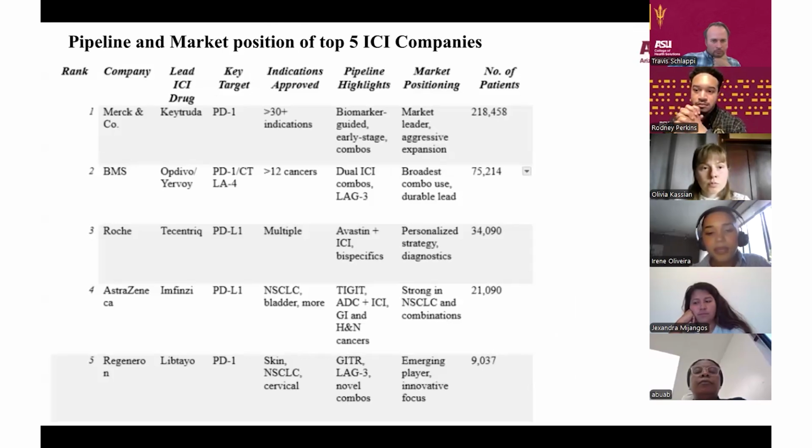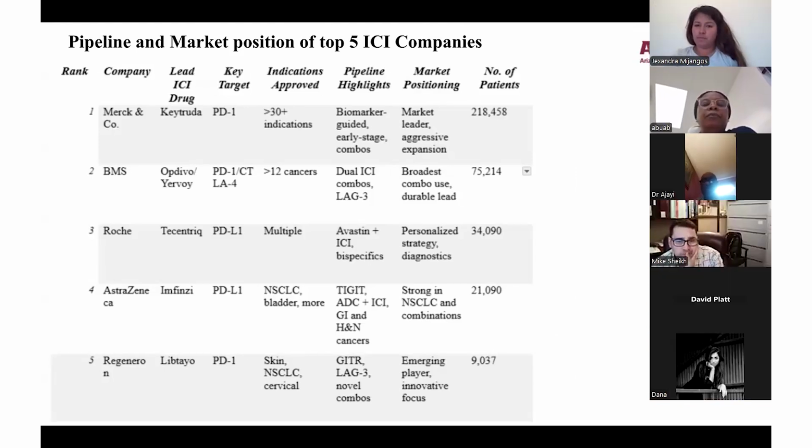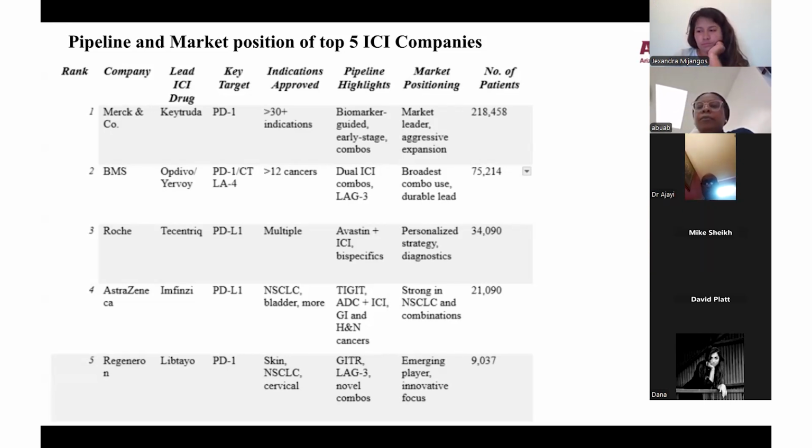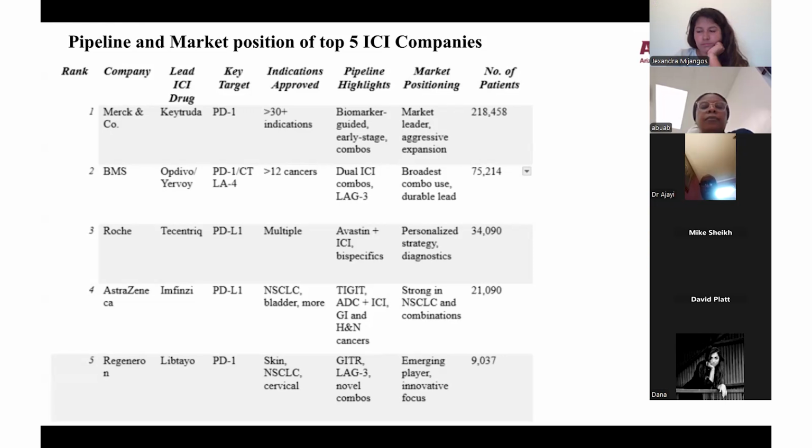This slide shows the 5 top antagonist companies that I showed in the slide before, but this one ranks the companies by number of patients treated with ICI drugs. It also shows the pipeline and the marketing positioning for these 5 companies. So first one, we have Merck. It's holding the top position with Keytruda, and it's showing an aggressive expansion. And the one holding the last position is Regeneron with only 9,000 patients, as they focus mostly on innovations. And the other 3, BMS, Roche, and AstraZeneca, are showing a stable growth over the years as they focus on different types of cancers. Next slide, please.